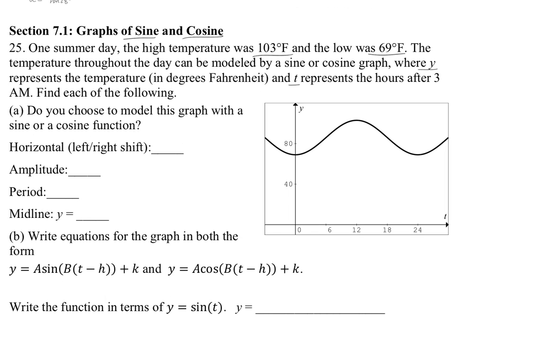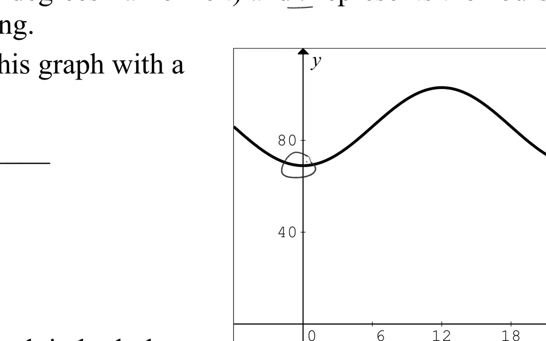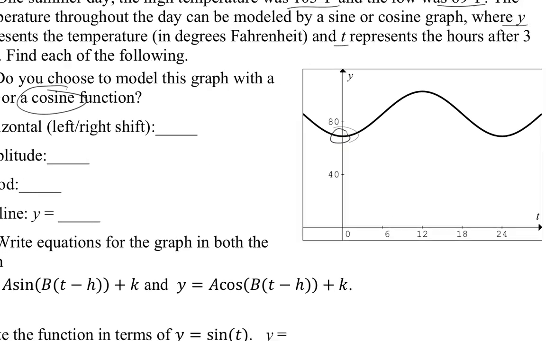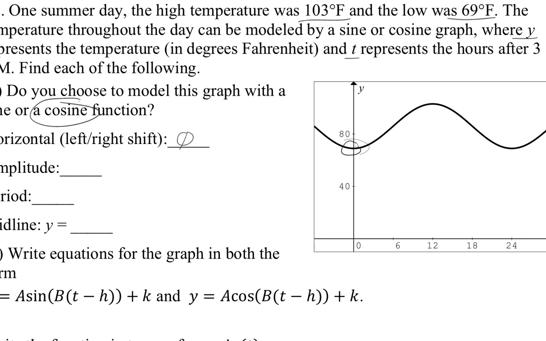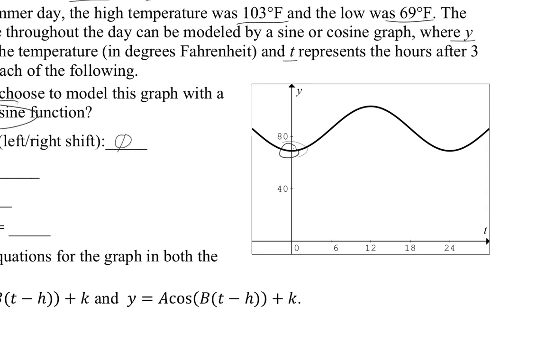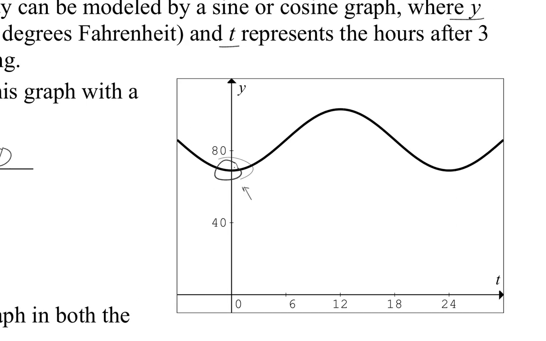So my first thing I'm going to look at here is that I'm going to use a cosine function in part A, because if you notice, here we're starting at the very bottom of the curve. Sine would start around here. So I'm going to start with cosine just because that gets us to start at the bottom. Now, because of that, we don't have any left or right shift, so we're all good there. And then as far as the amplitude goes, our minimum value here is 69, and our maximum value here is 103.